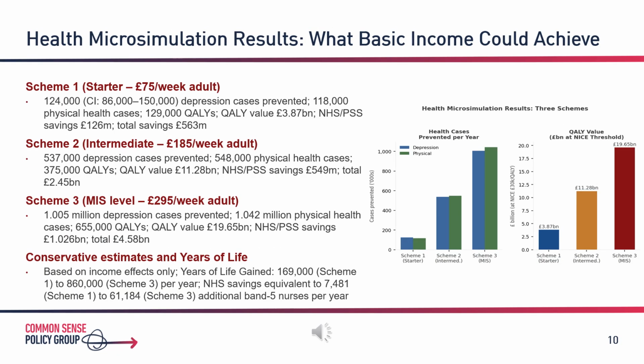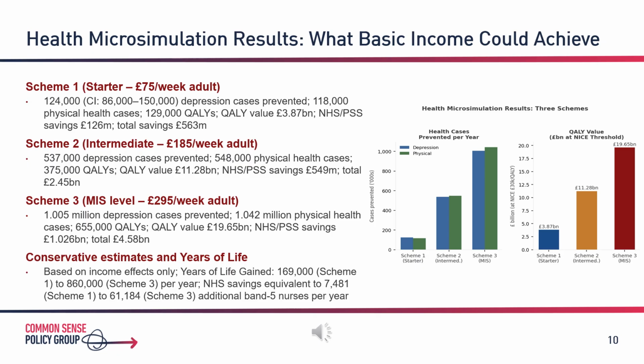These are the headline numbers from the PLOS mental health paper, the first peer-reviewed estimate of health impacts of basic income across the full UK adult population, covering both mental and physical health. Starting with Scheme 1, the starter scheme, fiscally neutral, requiring no net increase in public spending.